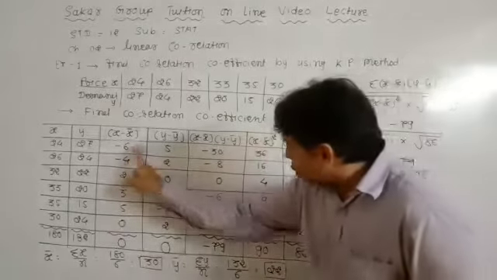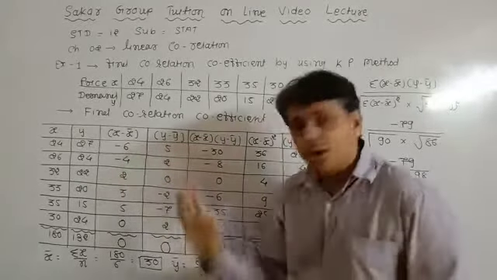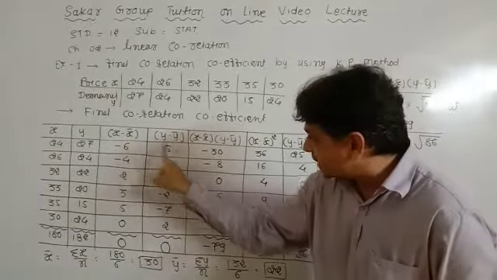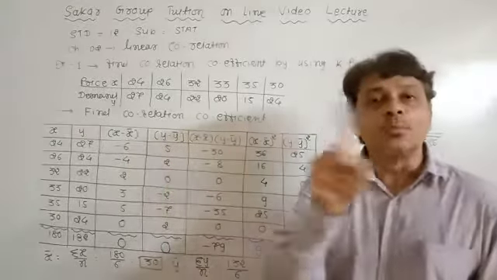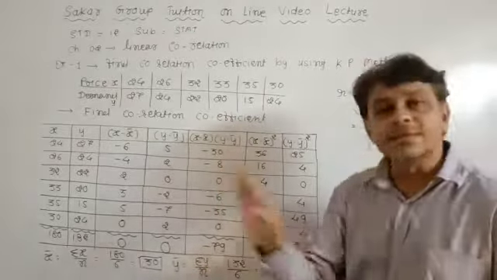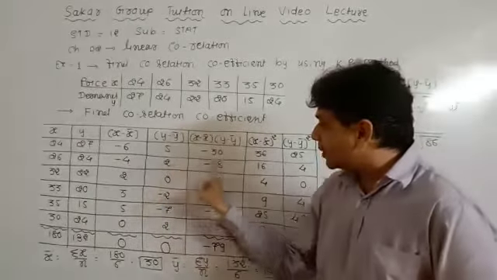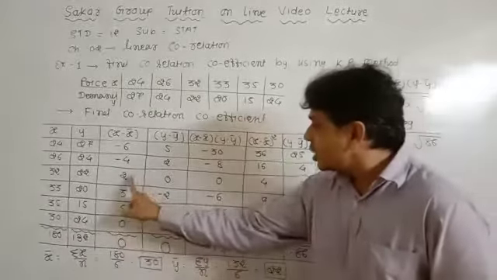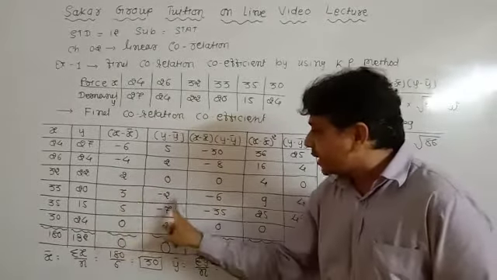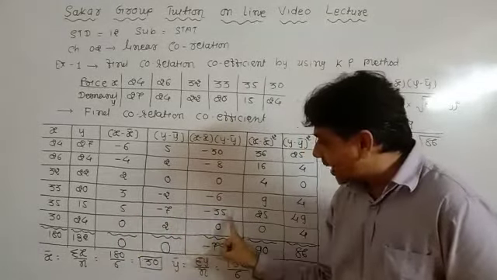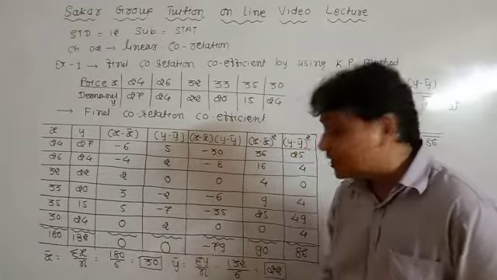In this you have to multiply the values of the two columns you added earlier and write the result. Look at here: the first value is minus 6 and the second value is 5, so minus 6 into 5, the answer is minus 30. The same here: minus 4 multiplied by 2, the answer is minus 8. 2 into 0, 0. 3 into minus 2, minus 6. 5 into minus 7, minus 35. Again, 0 into 2, 0.